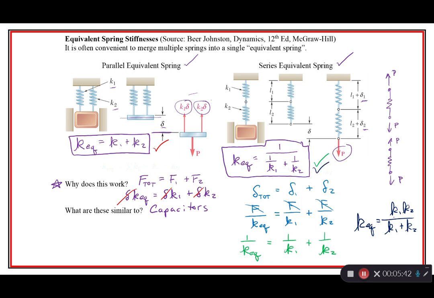But if you had 3 springs instead in series, this wouldn't do you any good. But this would still be true. We could just keep adding more and more in the denominator here. So 1 over K1 plus 1 over K2 plus 1 over K3 and so forth. So that's why I'm just going to leave it in that respect.